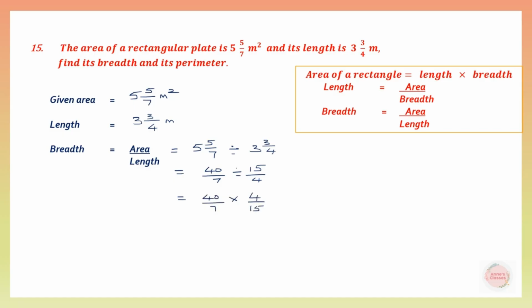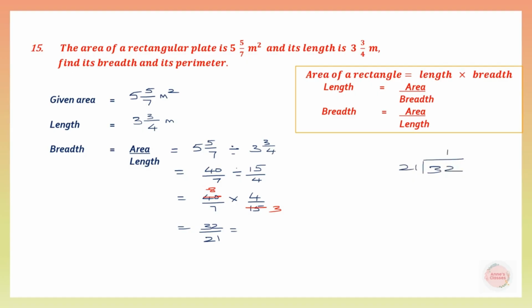Now let's cancel. We can cancel 15 and 40. So this will be 5 threes are 15, 5 eights are 40. So when we multiply, what do we get? We get 8 fours are 32 divided by 7 threes are 21. Now this we can convert to a mixed number. So let's divide 32 by 21.